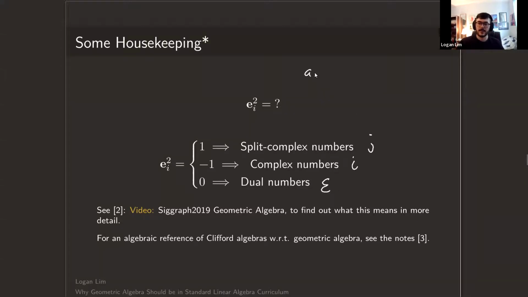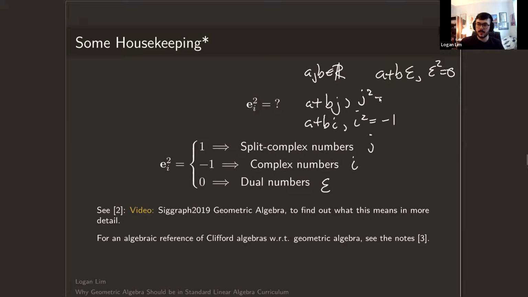So say we have two scalars a, b. Then a plus bj is the split complex numbers, a plus bi is the complex numbers, and a plus b epsilon is the dual numbers. So the dual numbers square to 0. Complex numbers square to, sorry, -1. And split complex numbers square to 1.